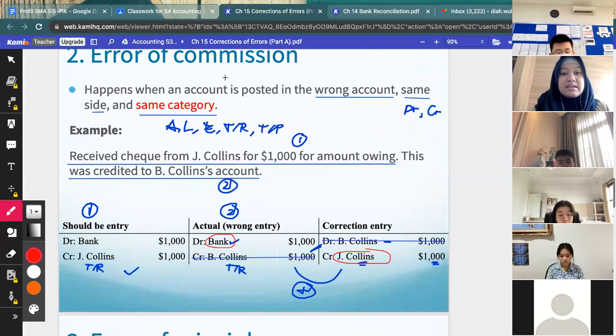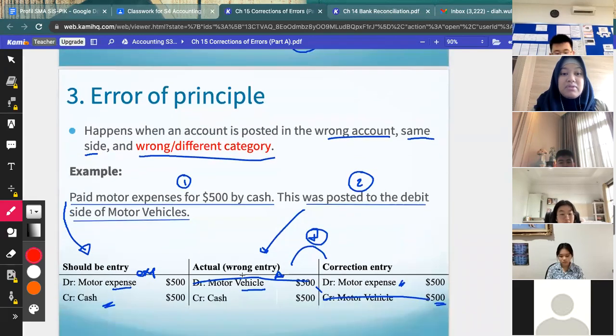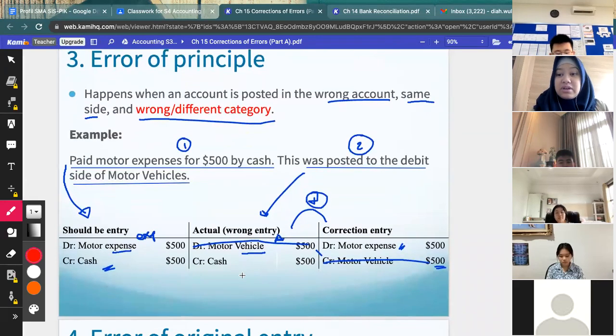In commission, trade receivables and trade receivables are in the same category. Meanwhile, for principle, a different category. For example, asset and expense, income and liabilities, or trade receivables and expense. The point is they are different categories, but they are on the same side. The most common transaction is expense with asset.